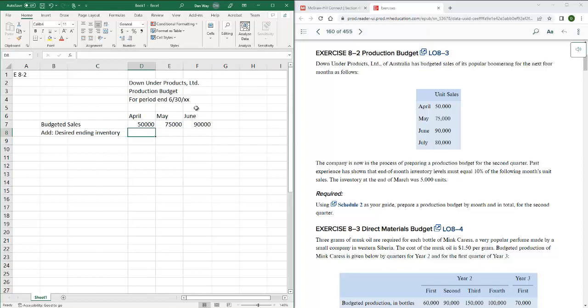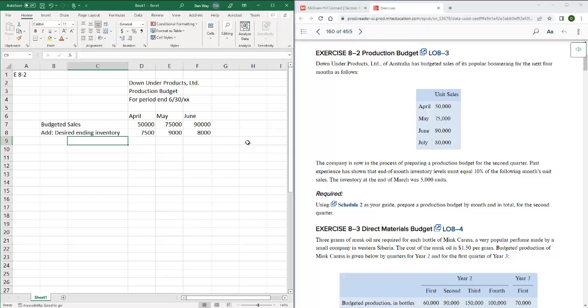So here in April, we know that's going to be 10% of May's expected sales. So remember, our rule was 10% of the following month's unit sales on hand at the end of any particular month. So for April, that means 10% of May's expected sales of 75,000. For May, that's going to be 10% of June's expected sales of 90,000. Again, I'll try to avoid the cell references here, but I want to make sure the connection's clear. And then for June, that's 10% of our expected July sales, shown in the box at 80,000.